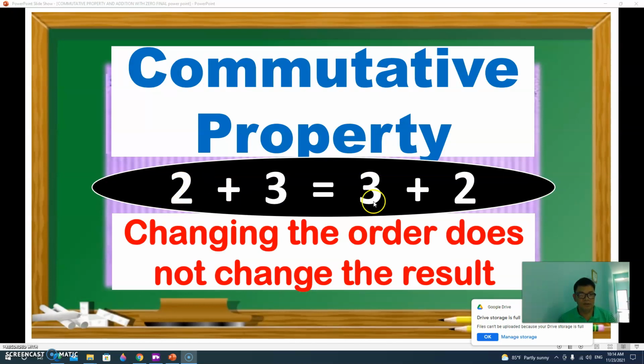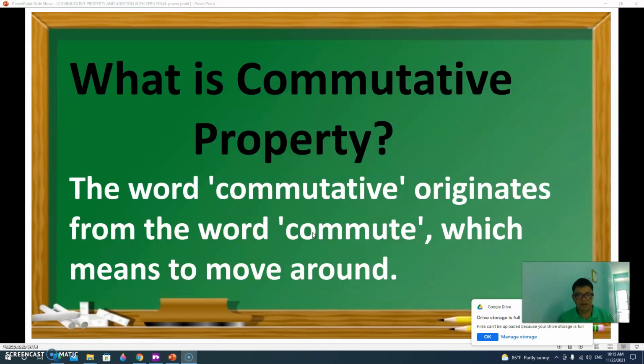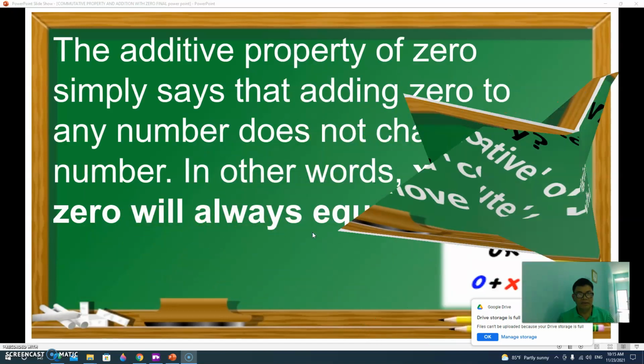Here is an example of the commutative property. 2 plus 3 equals 3 plus 2. Changing the order does not change the result. The same answer. 2 plus 3 equals 5, and 3 plus 2 is 5. Correct.